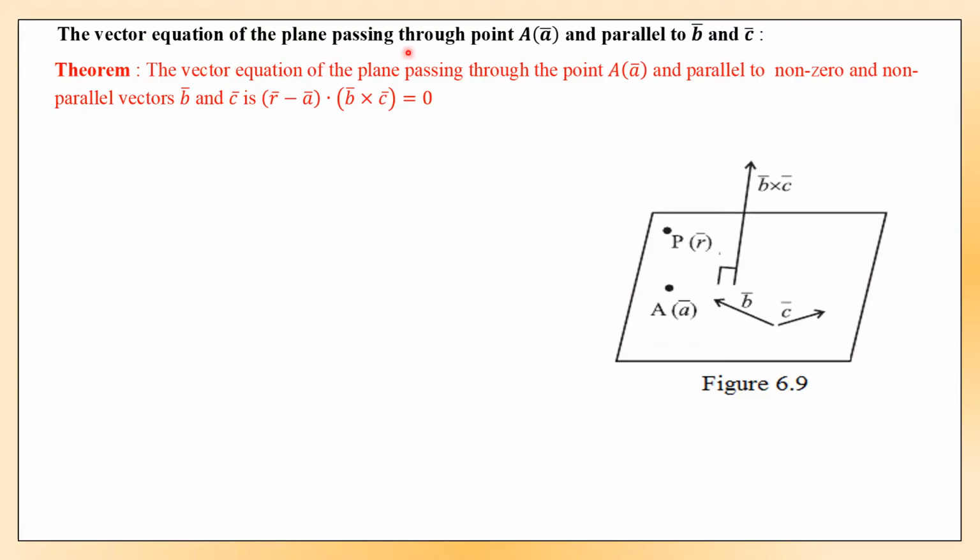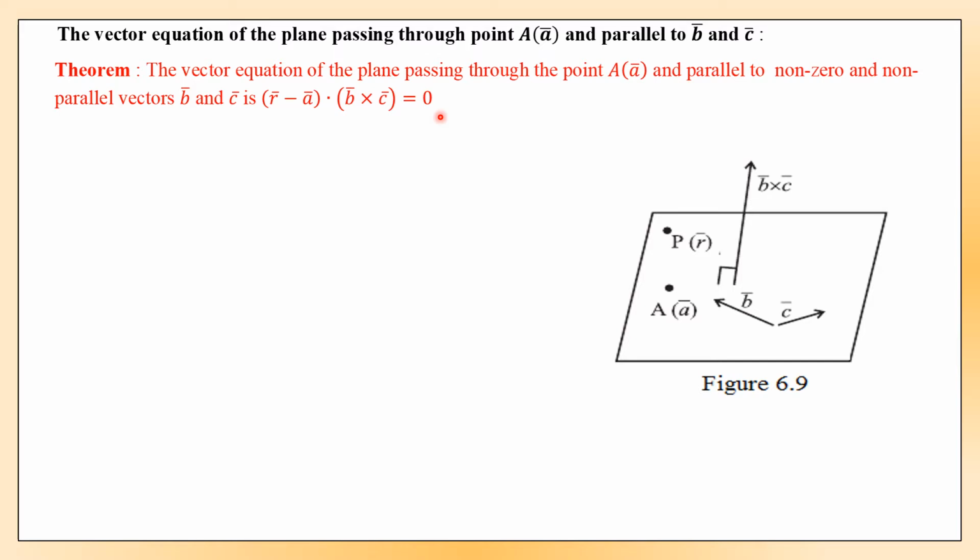The vector equation of the plane passing through the point A vector and parallel to B vector and C vector. Theorem: The vector equation of the plane passing through the point A vector and parallel to non-zero and non-parallel vectors B vector and C vector is (R vector minus A vector) dot (B vector cross C vector) equal to 0.